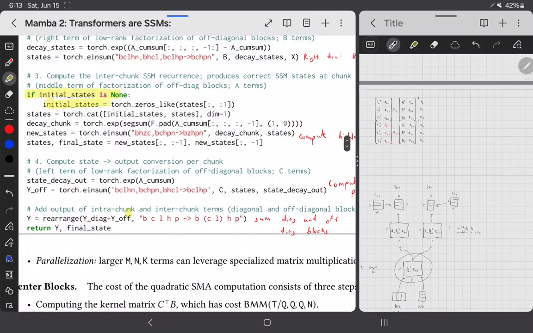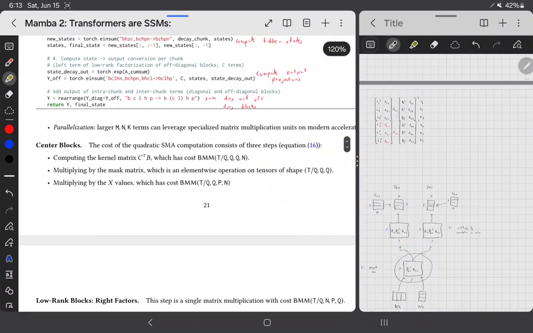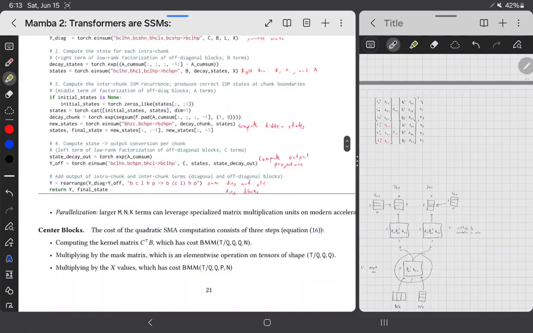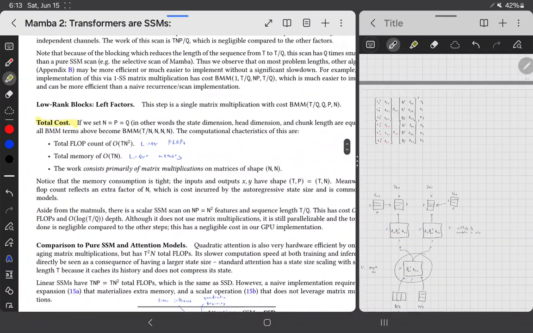They also have this here. If you have multiple GPUs, you would want to pass the hidden state on so that the next GPU can use it. So you can initialize the hidden states such that that can happen. So there we go. That is the Mamba 2 algorithm. Now, what is Mamba 2? Complexity. I forgot about that.